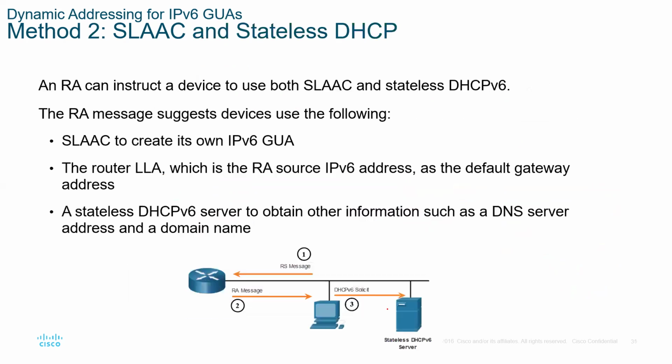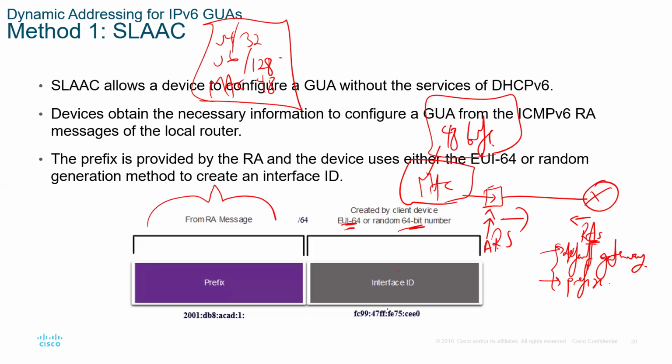Let's move to Slack with DHCP. Starting with Slack only, you can see the only thing that this host has is the default gateway and its IPv6 address. That's it. There is no DNS information, no other information being given to the host.